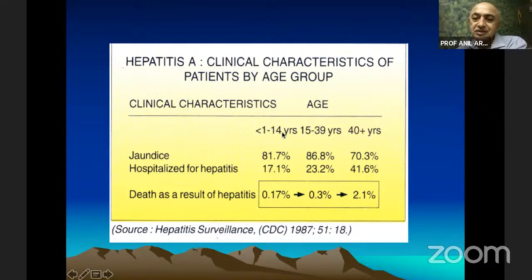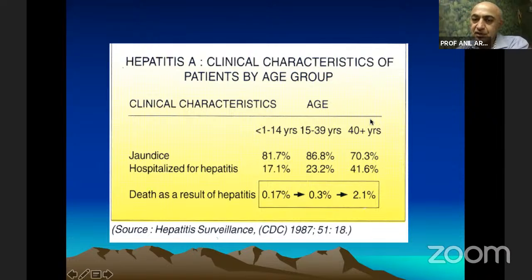Look at the typical setting. In India, we tend to develop hepatitis A by the age of 15 years. Most of us do not have jaundice, and we hardly ever require hospitalization. Death rate is pretty low. But as the age is increasing, we are more likely to get hospitalized.